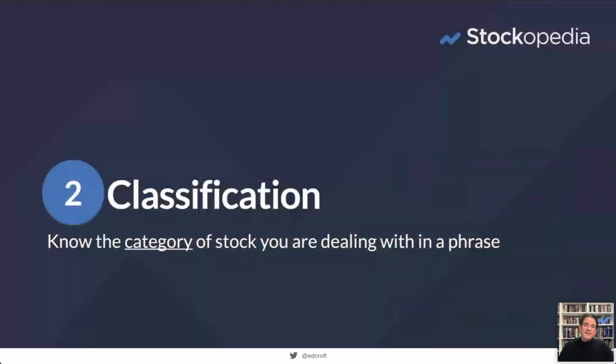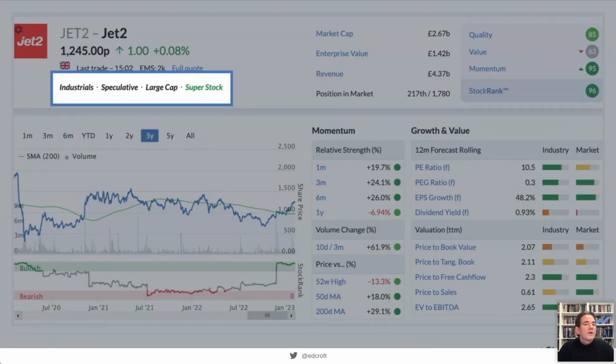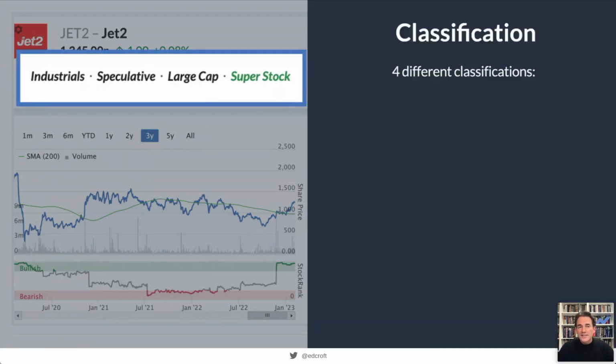Okay, on to classification. Remember, I've got 7 things I'm going to work through. The classifications are here, right underneath the price quote on the stock reports, and these are really, really powerful. I got so excited when we launched these because they sum up a share in a little sentence. Speculative large cap super stock, they're calling Jet2 at the moment. Understanding this is quite important.